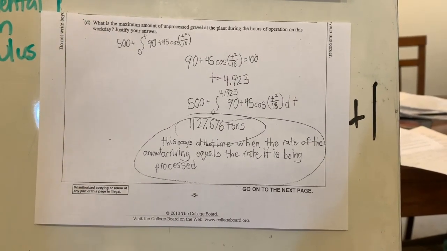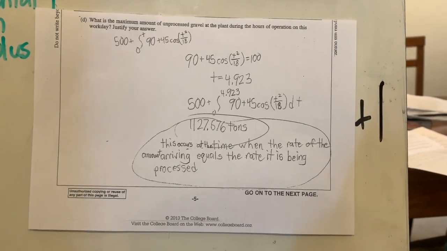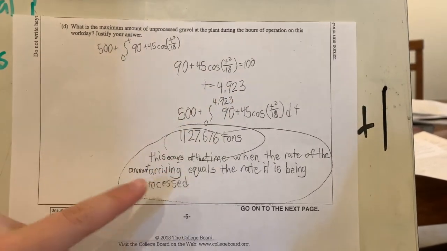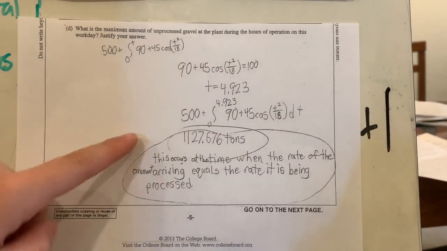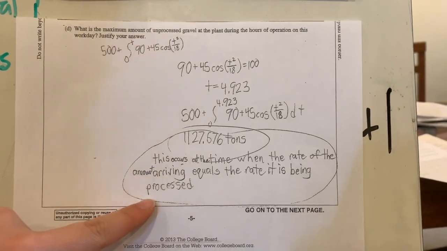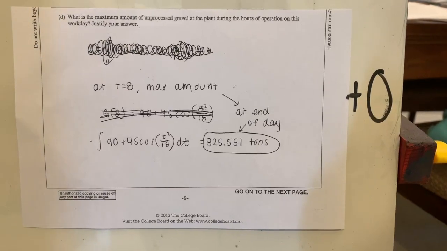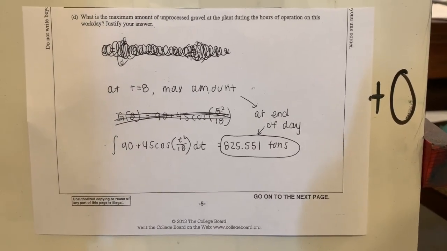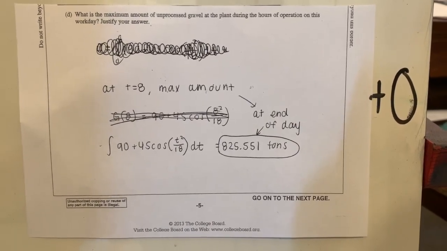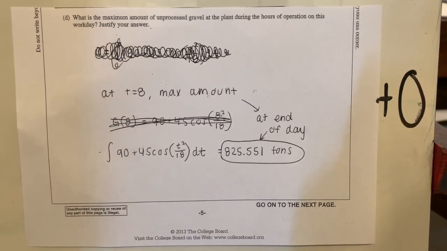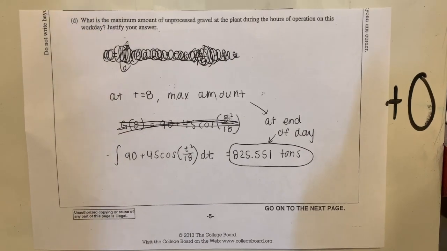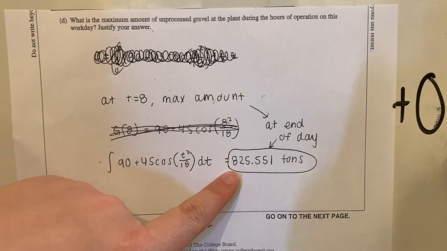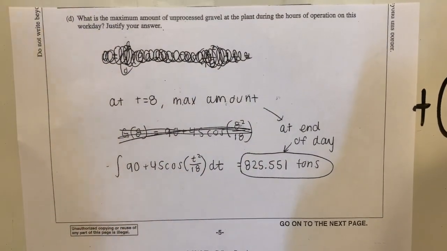Student B got 1 point because they were able to compare A prime of t to 0 and they got the correct critical number. However, they did not provide the correct answer, and thus their justification was incorrect as well. The last student, student C, got 0 points because they were unable to find the critical value and set A prime of t equal to 0, and they found the incorrect amount of tons, and so their justification was also incorrect.